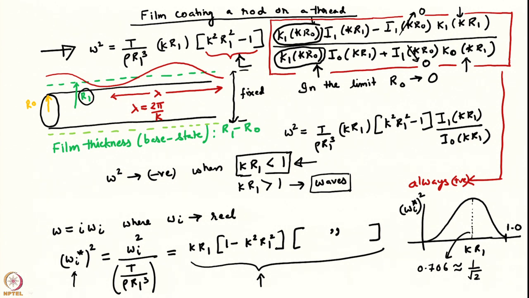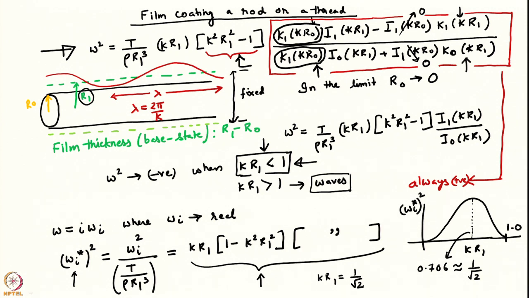As you can see, like before, the criteria for whether it will grow or not grow is independent of surface tension. It is purely a geometric criteria which is given by this quantity kr1 less than 1. So any wave number which satisfies kr1 less than 1 will exhibit instability and will cause exponential growth. Among all such wave numbers, the wave number which grows the fastest satisfies kr1 is equal to 1 by square root 2. This is slightly different from what we had done earlier for a liquid cylinder. Now this is a solid cylinder coated with a liquid film, still prone to the Rayleigh-Plateau instability, and the criteria remains the same.